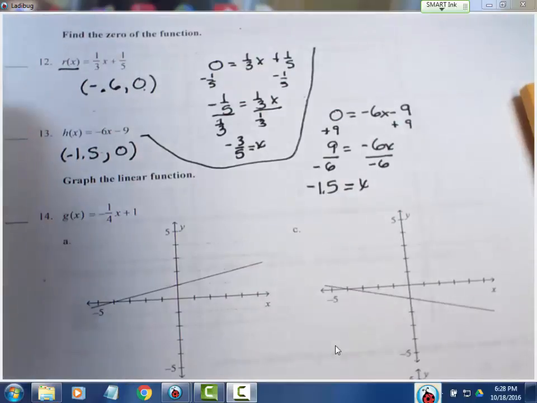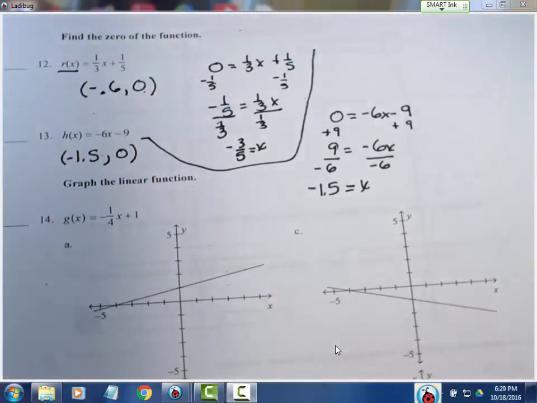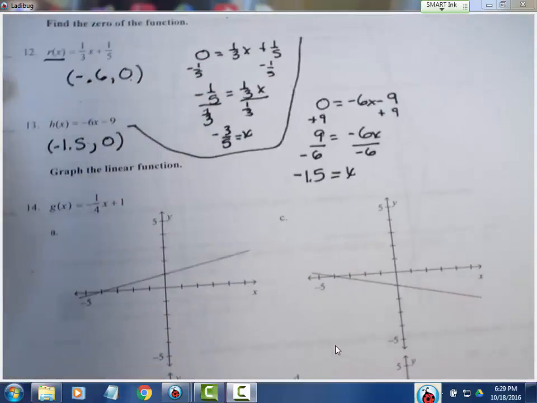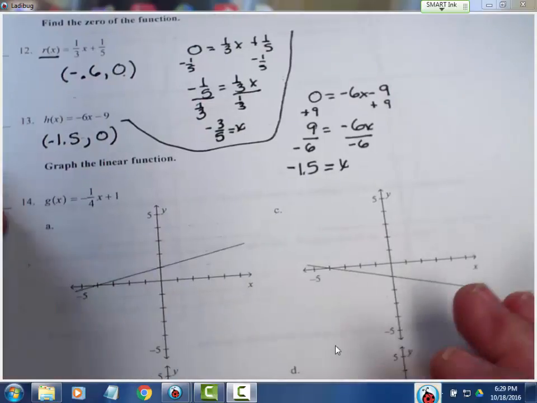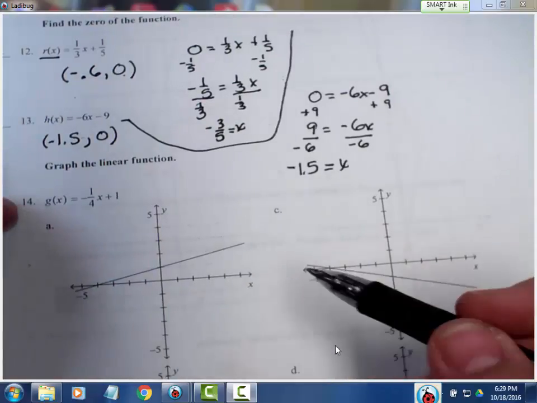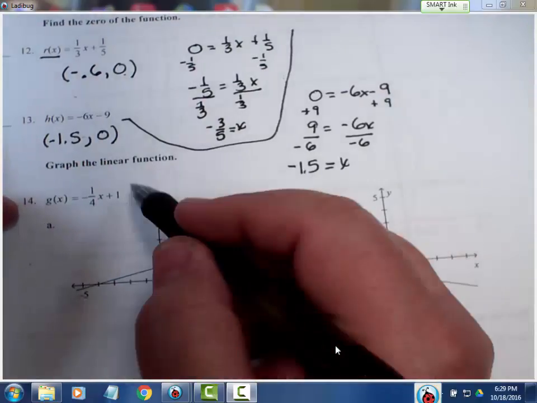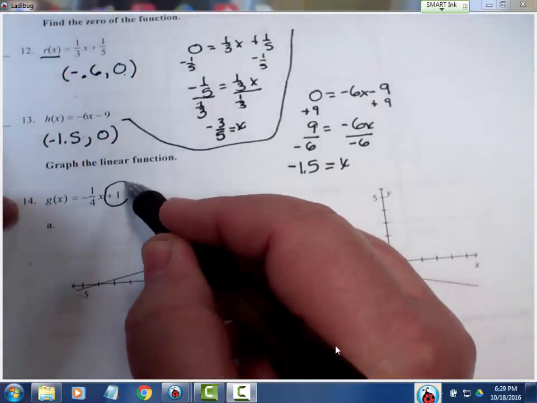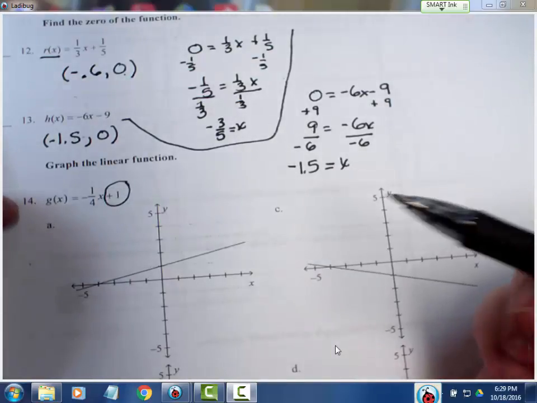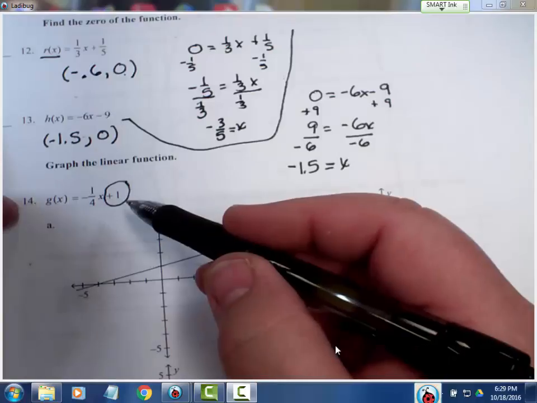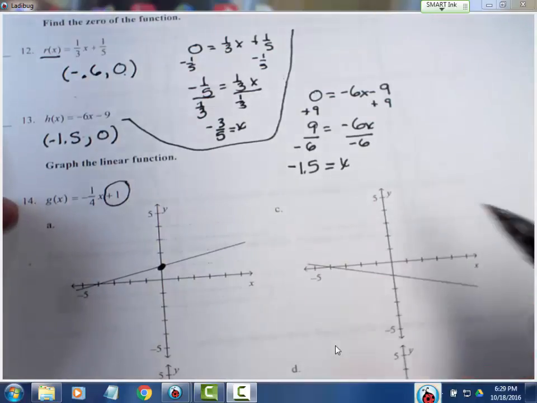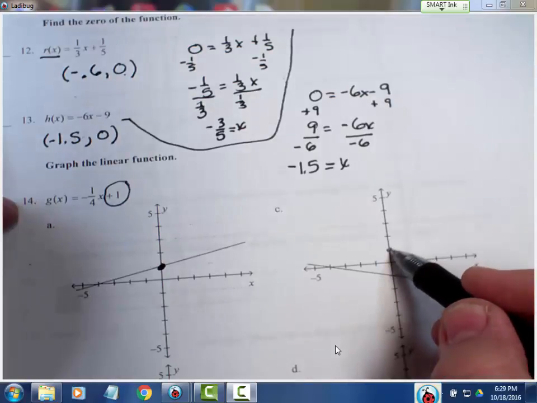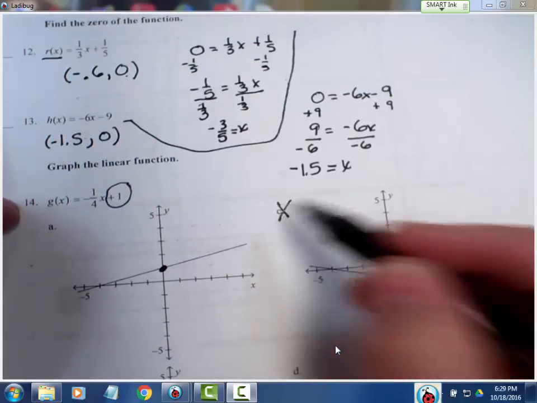Okay. All right, graph the linear function. Okay, now you don't have to graph it because the graphs are given. So you're going to match the graph to the equation. You can do it by hand, because you recognize that +1 is your y-intercept, because it's the number in the equation without the x. So this is at +1. This one is not, because here's +1. So C is not going to be the right answer.